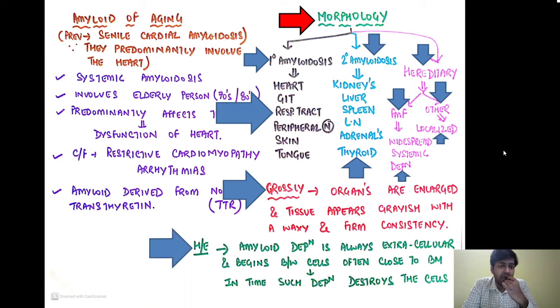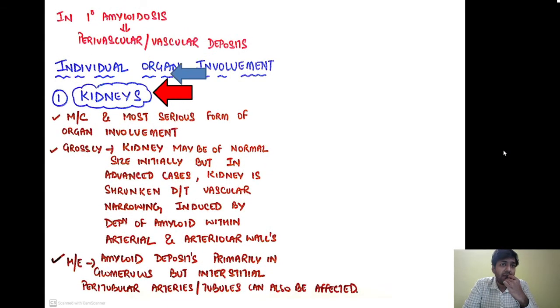And if you look in H&E stain, the amyloid deposition is always extracellular, and it begins between the cells, often close to the basement membrane, and in time it causes pressure atrophy and destroys the cells and the parenchymal tissue. So in primary amyloidosis, remember, there are also perivascular and vascular deposits. So first we are now going to start with the kidneys. Remember, very important MCQ, it is the most common and the most serious site of involvement of amyloidosis.